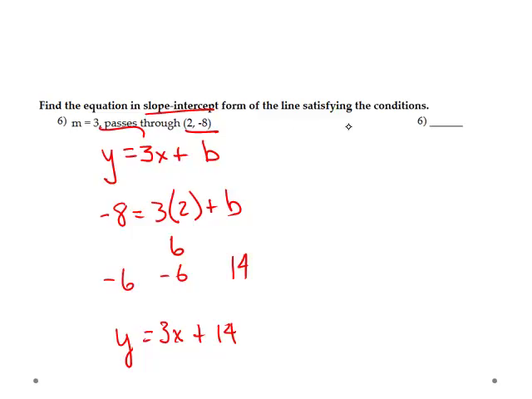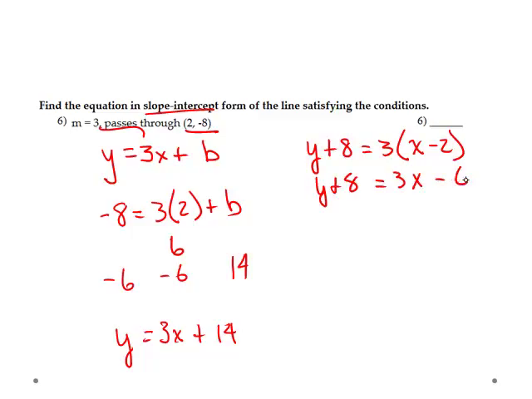The other way to solve it would be to write the point-slope form. Y plus 8 equals 3 times parentheses x minus 2. Y plus 8 equals 3x minus 6. Subtract 8 from both sides, and you get y equals 3x minus 14.